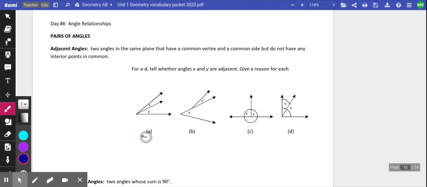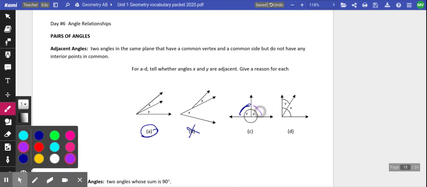So A are adjacent, B are not because they do not share a vertex. C, it kind of depends on how we're interpreting this. If angle Y is this blue and angle X is this purple, yes, they are adjacent. But those circles there kind of indicate to me that they continue. So if we continue the purple to here and continue the Y to here, those are not adjacent. And again, D is not adjacent because they overlap right here.